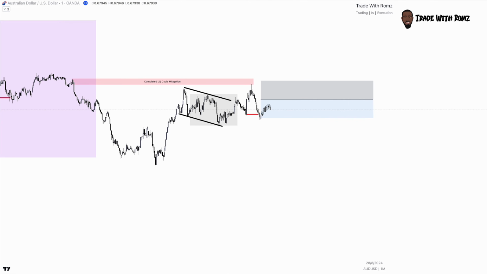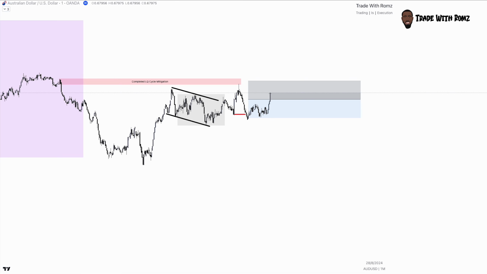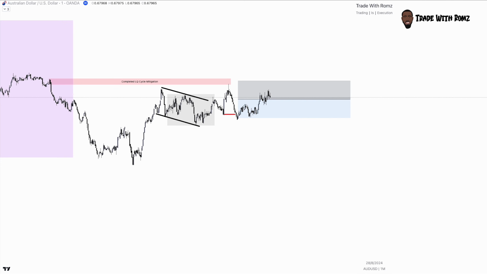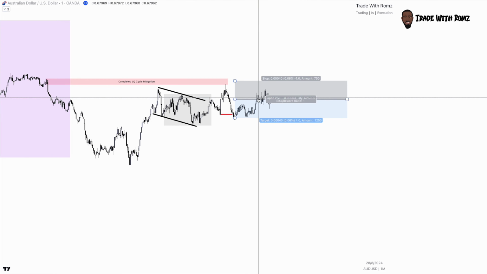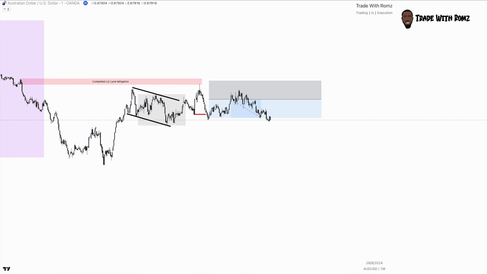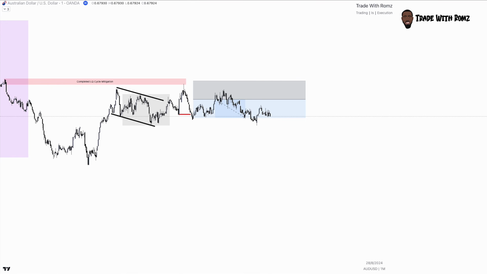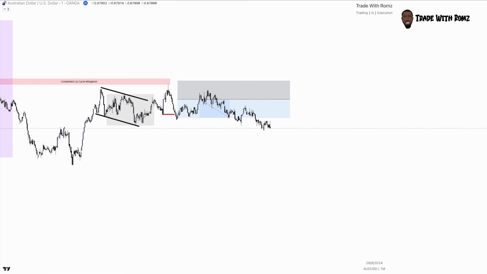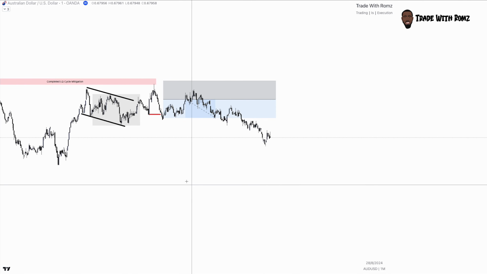If I press play, okay, so now I'm triggered. If I'm honest, I can't remember exactly if I entered straight away or if I waited for a bit of a response first to then get involved. But either way, you can see here that we entered, and then we started moving away.